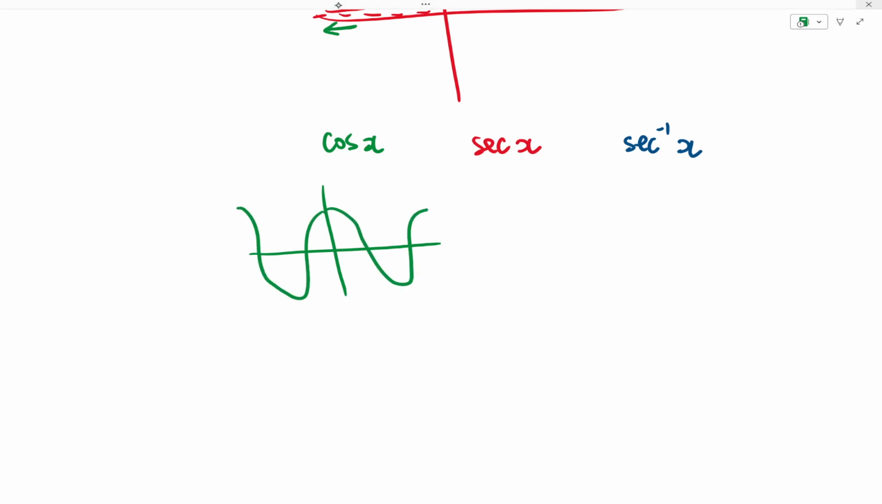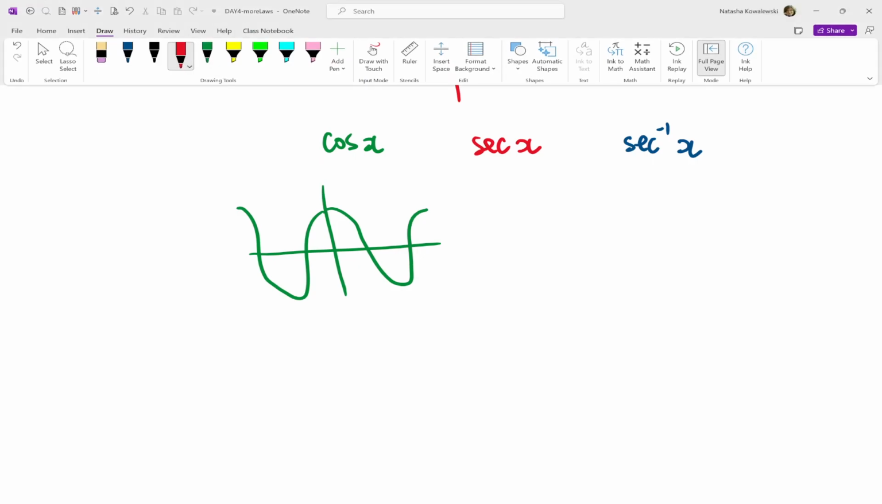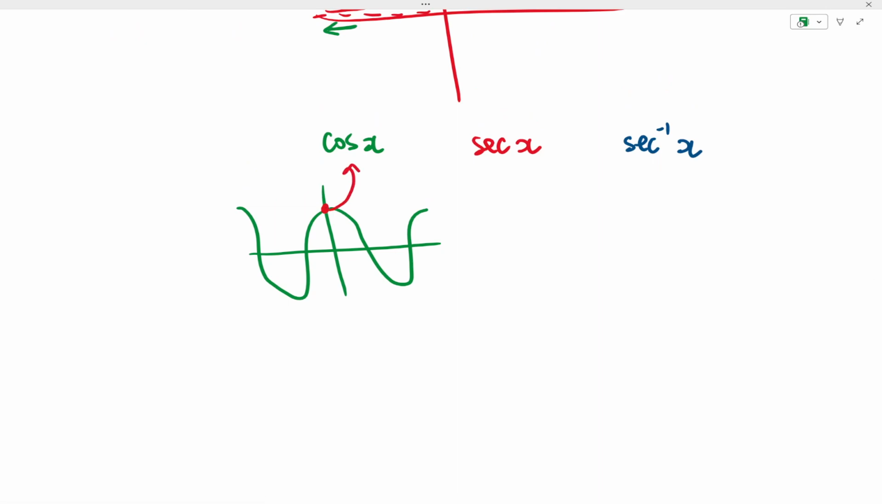Okay, the red one. Do you guys remember what it does? It uses those turning points in a sense and creates little U-shaped parabola-like shapes, right? So everywhere there was a 0, it became a vertical asymptote. Is this familiar? Yeah. And it does this bit.